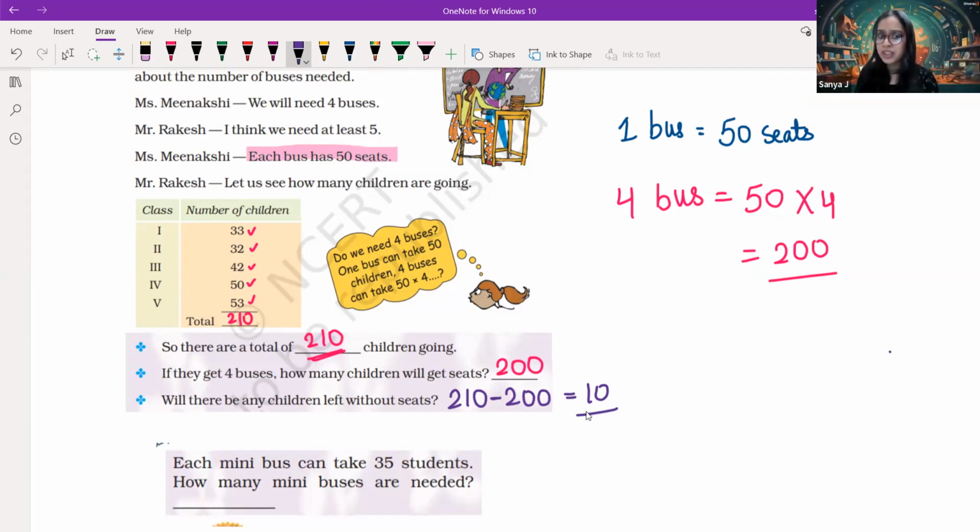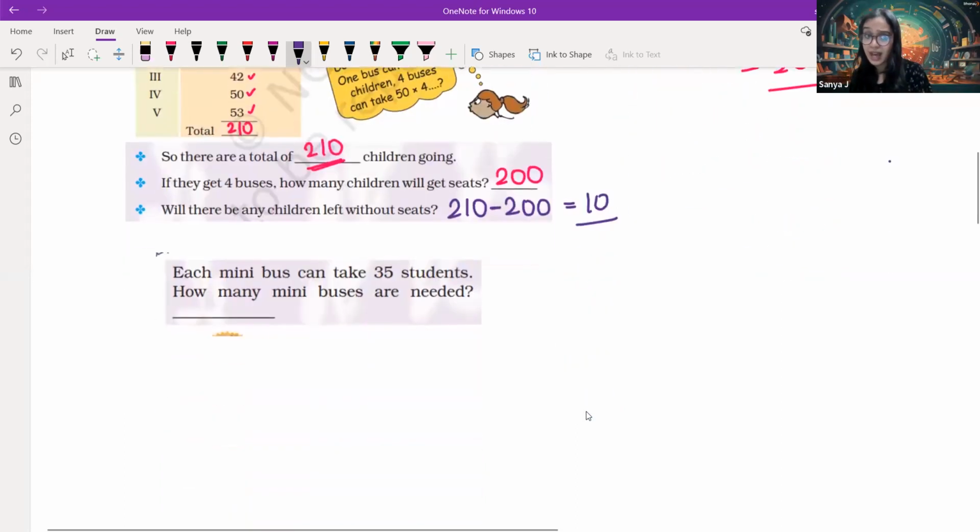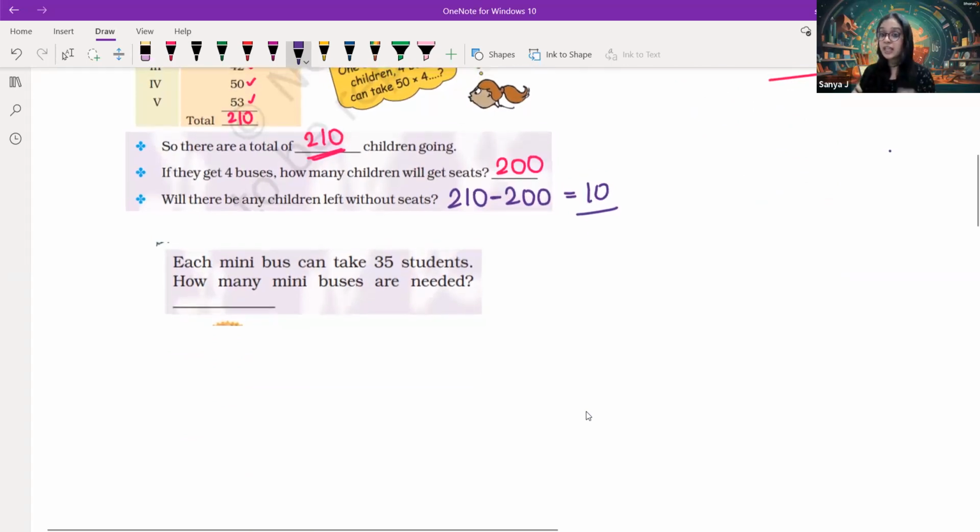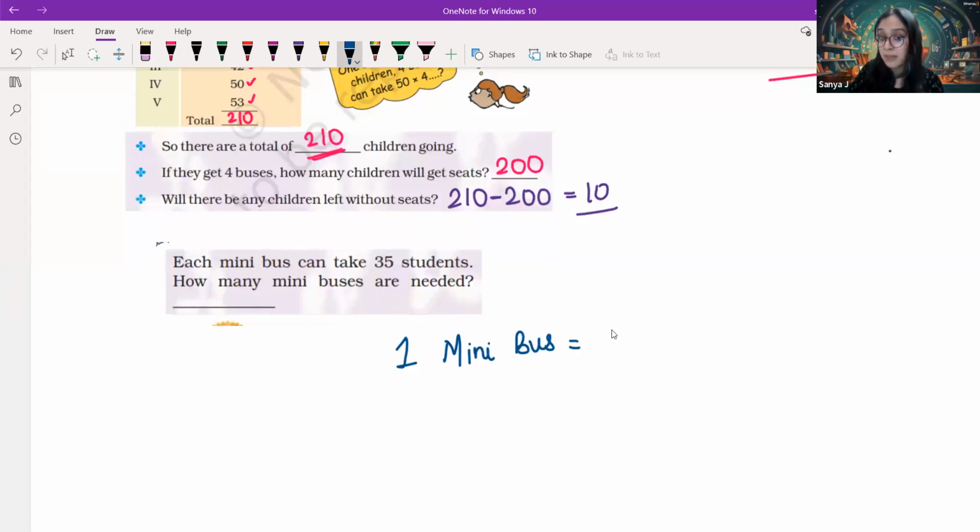So you know what both the teachers think? Instead of buses, let's go with minibuses. And each minibus can take 35 students. Let's write over here. How many students in one minibus? How many seats are there in one minibus? Yes, one minibus can have 35 students.